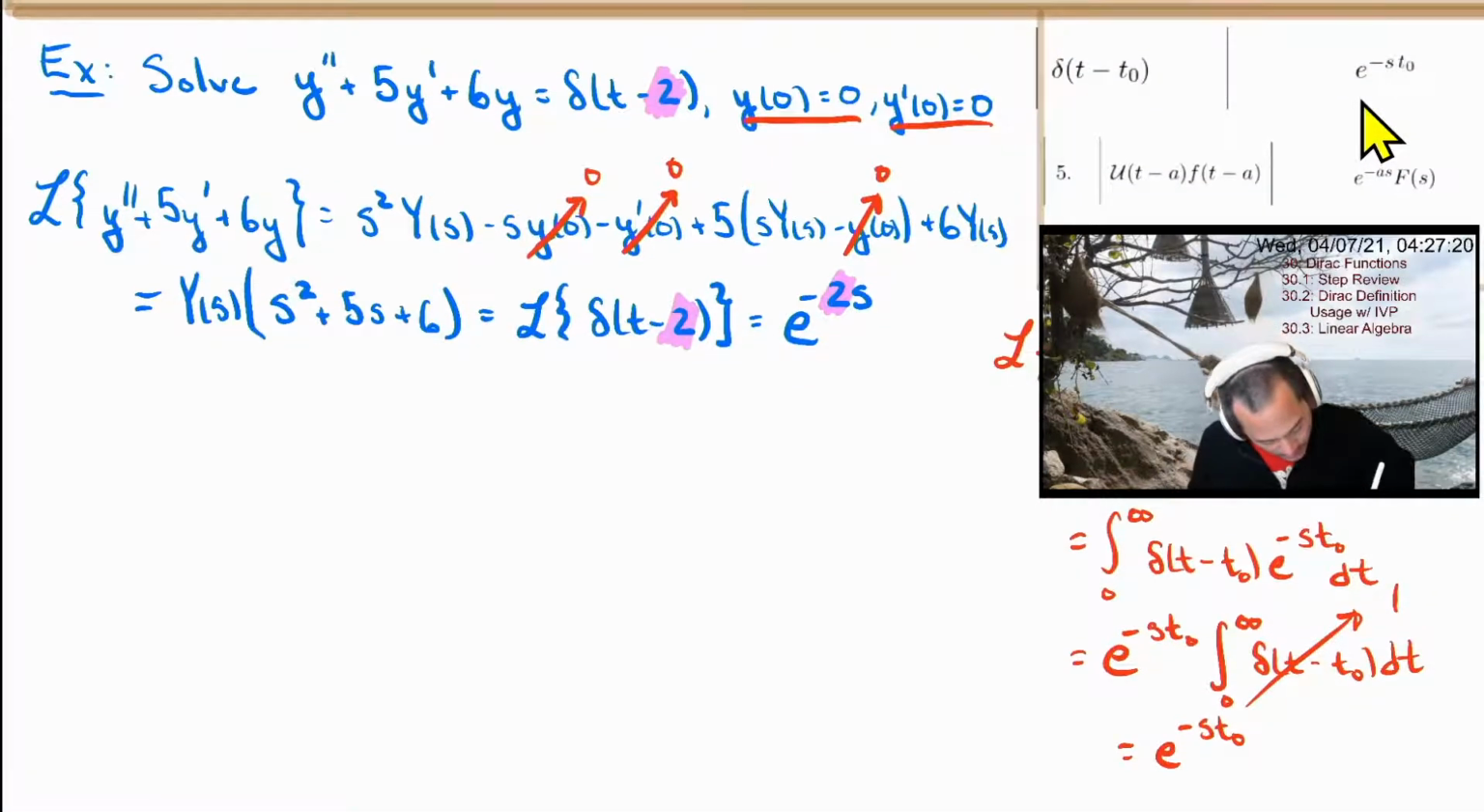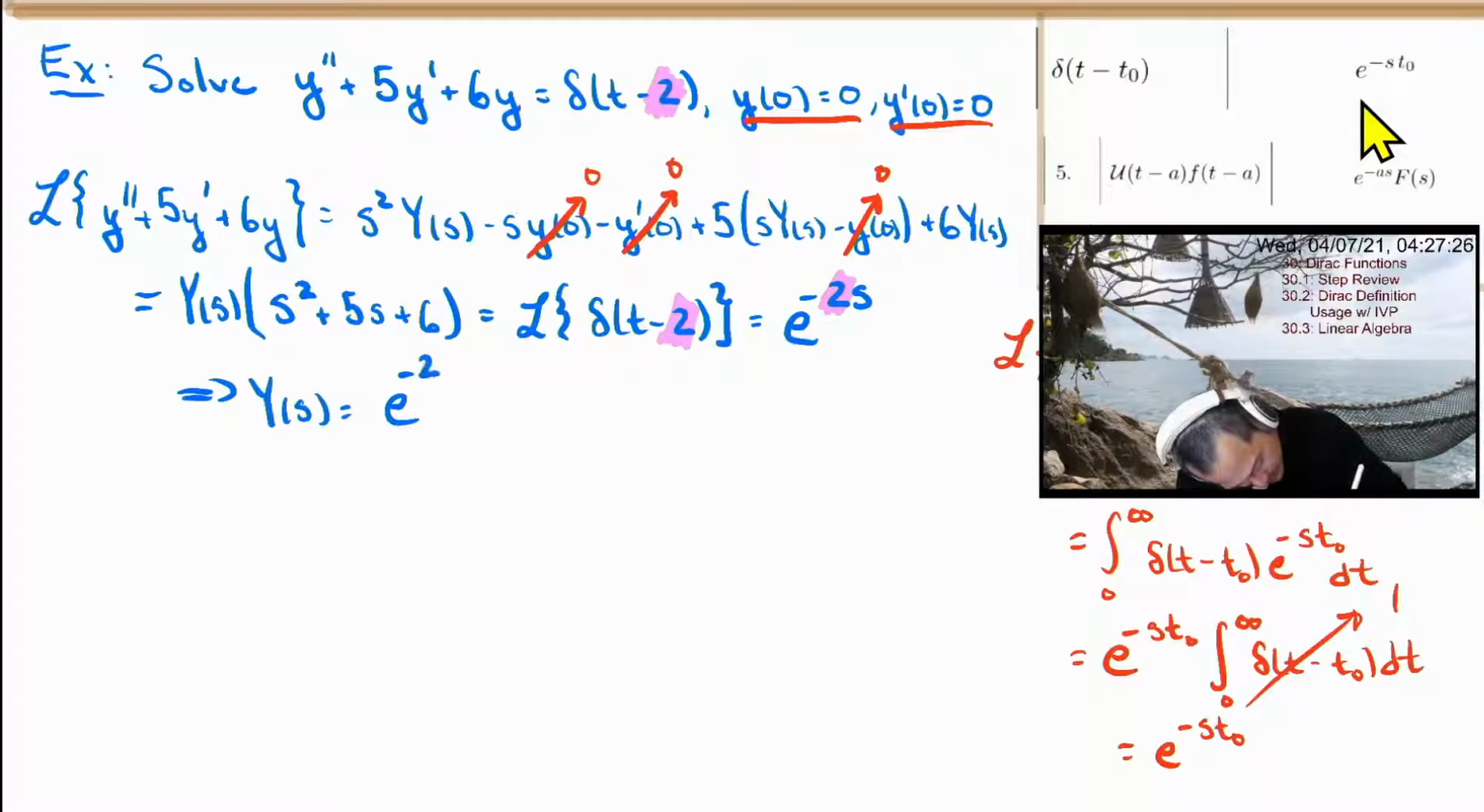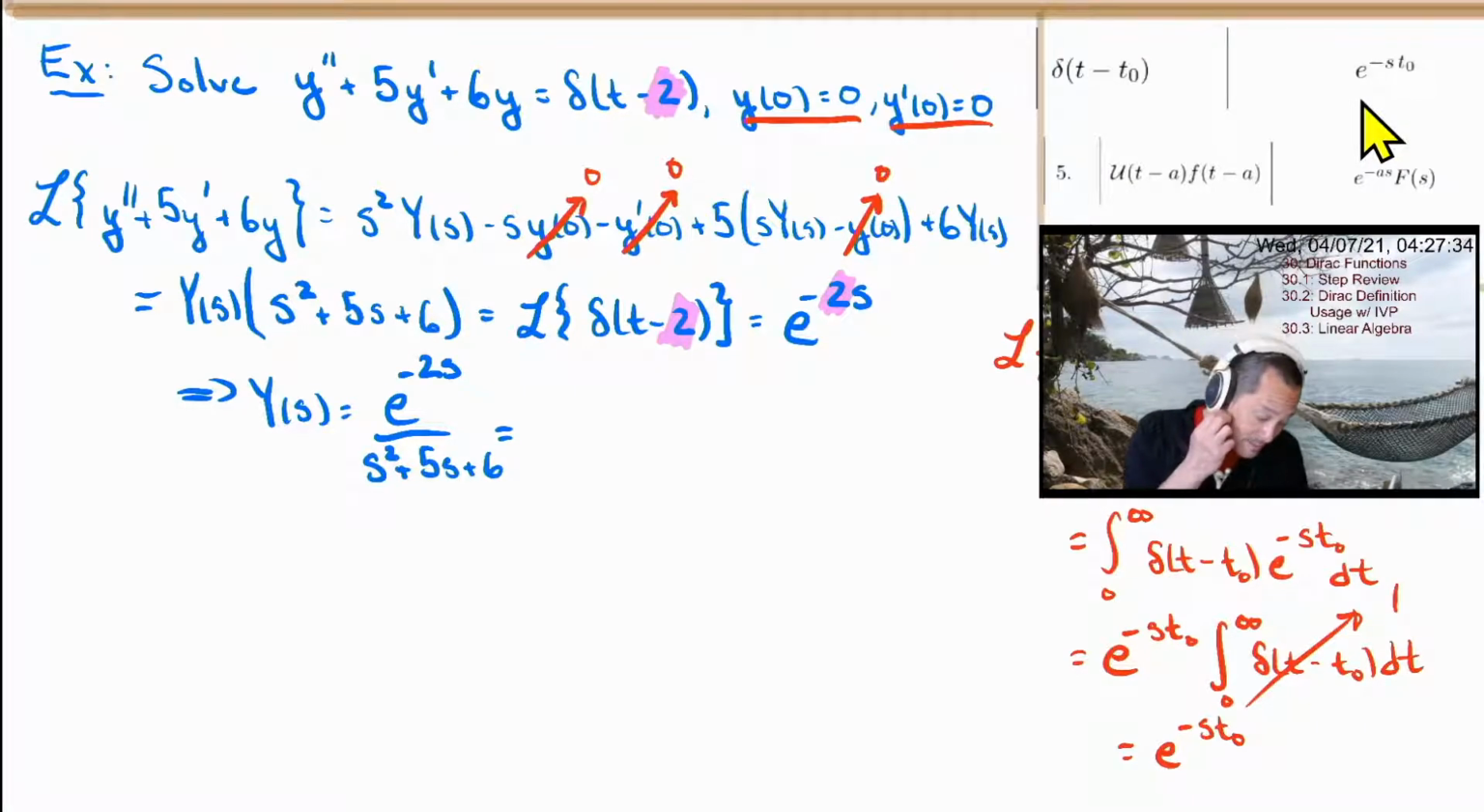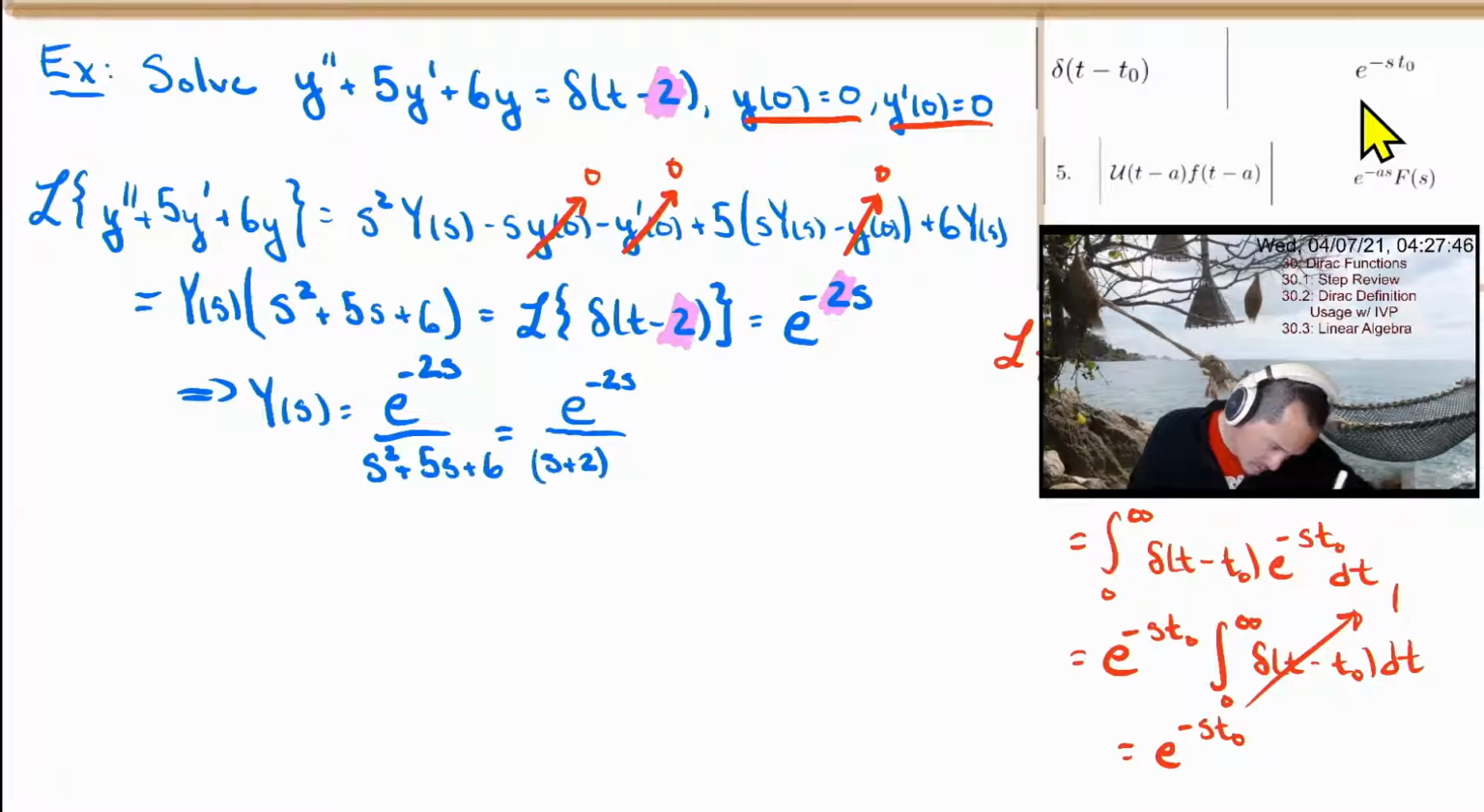So now, if I want to solve for capital Y of s, I have e to the negative 2s over s squared plus 5s plus 6. And then, since maybe we're already seeing this coming, that's our characteristic equation. Let me just factor it because it has real roots into s plus 2 times s plus 3. Okay.